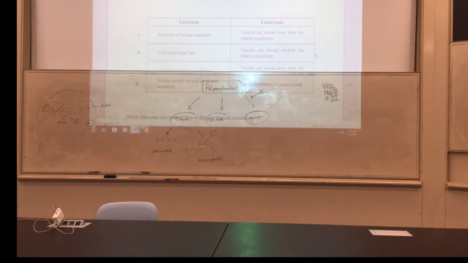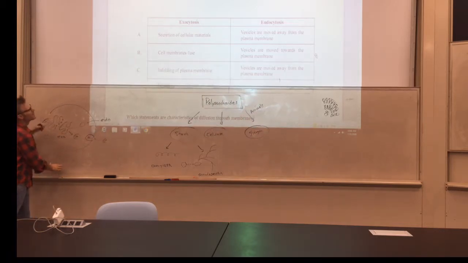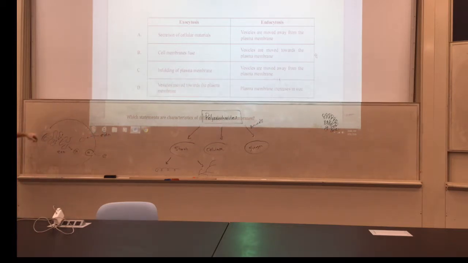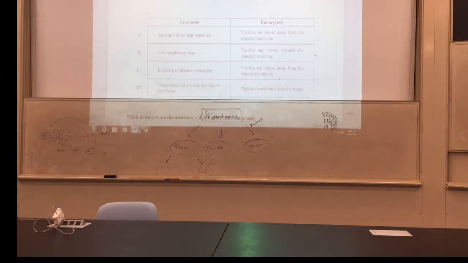But it's not D though. D's wrong? Yeah, because the other side is endocytosis. Oh, it is, you're right. So what's the right answer? A or D? Secretion of cellular materials, okay, vesicles are moved away from, yeah, right, they go this way. So it looks like A might be the best one.